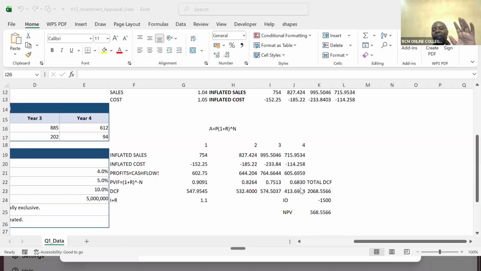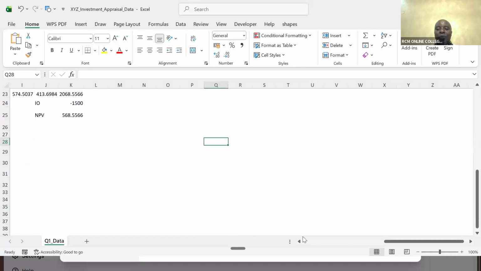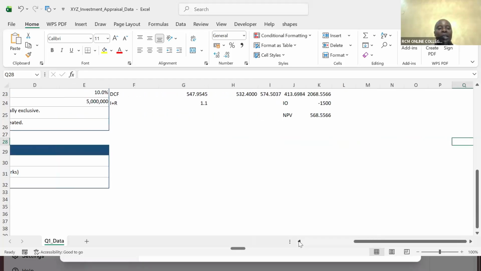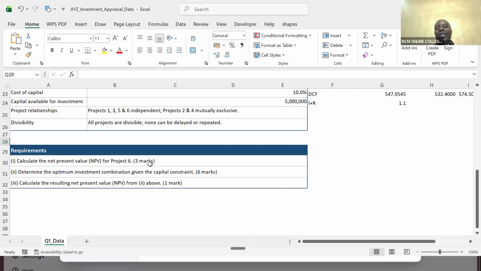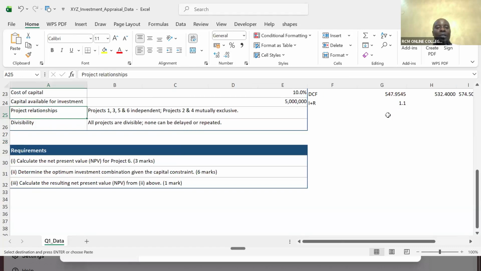Now, we haven't yet answered the question. My good students, please listen to me very well. We have the initial outlay, and we have been able to answer the first question, very well answered. The first question, the one that has to calculate the net present value for project 6, 3 marks, that is done. The answer we got here is 568. Control C. This is the answer that we got.